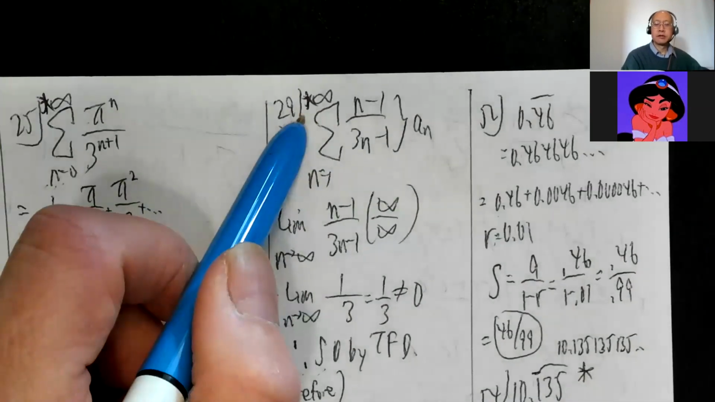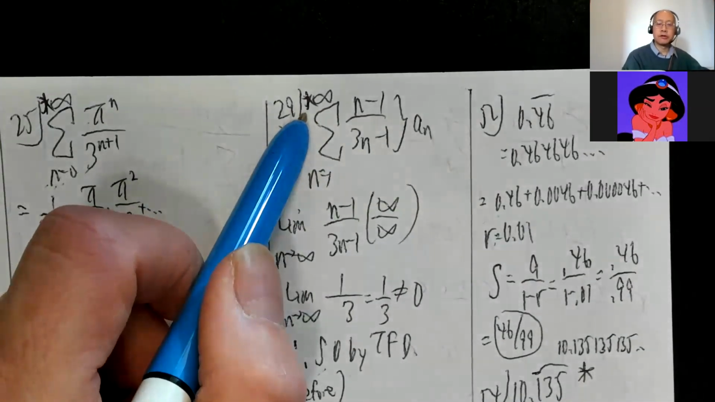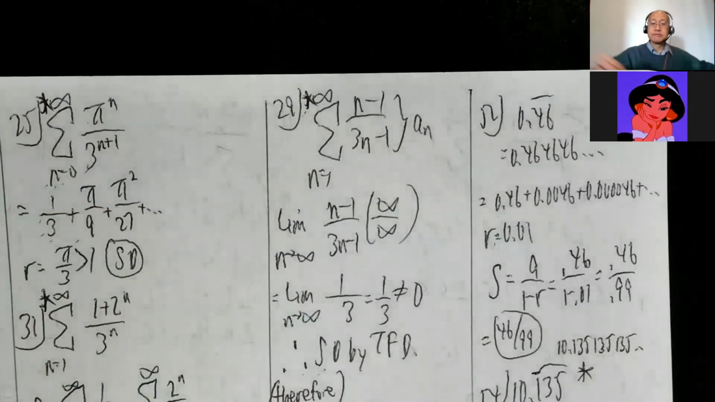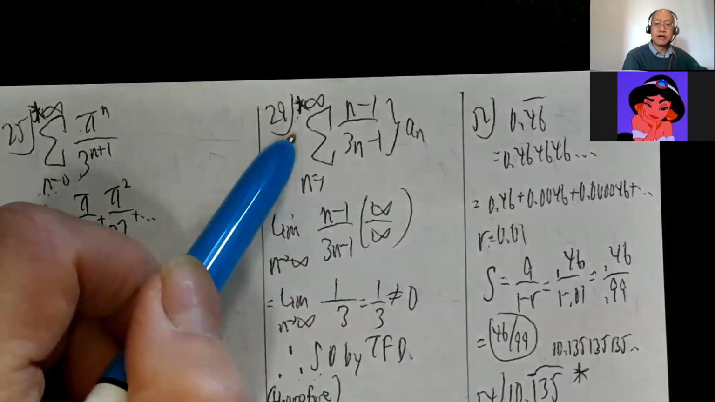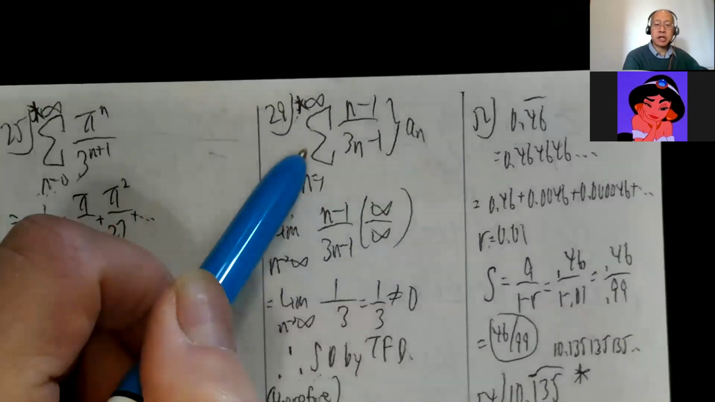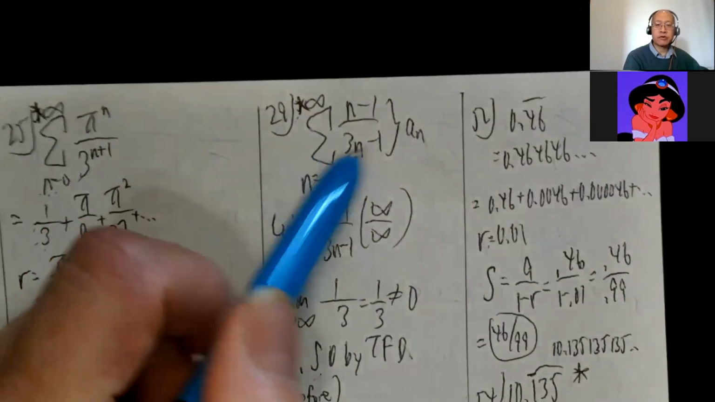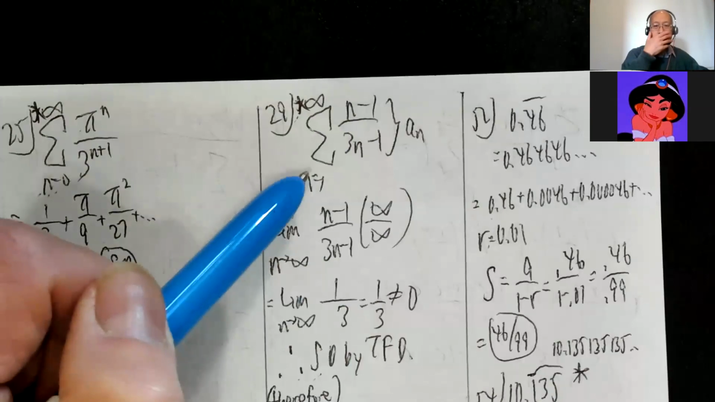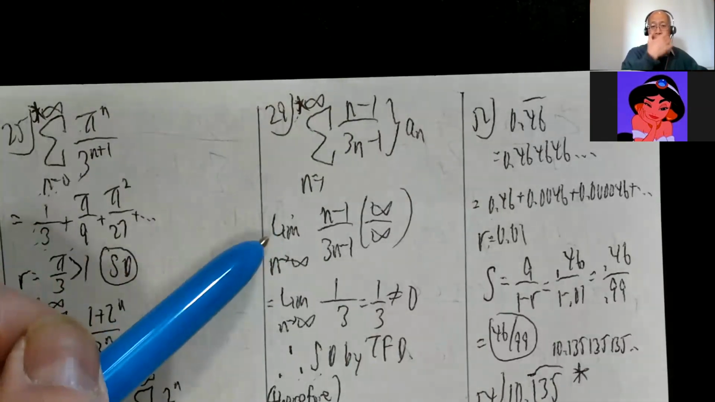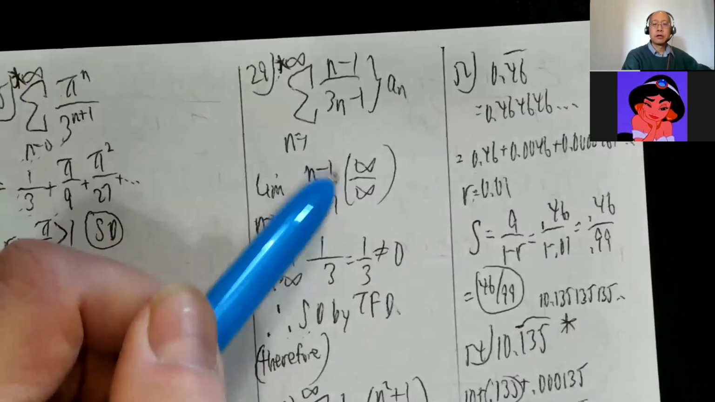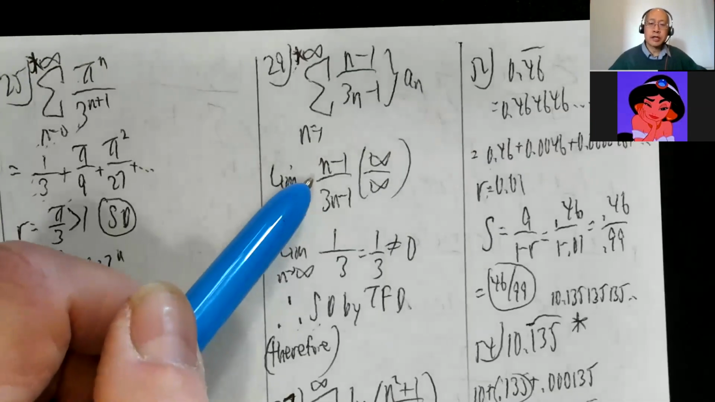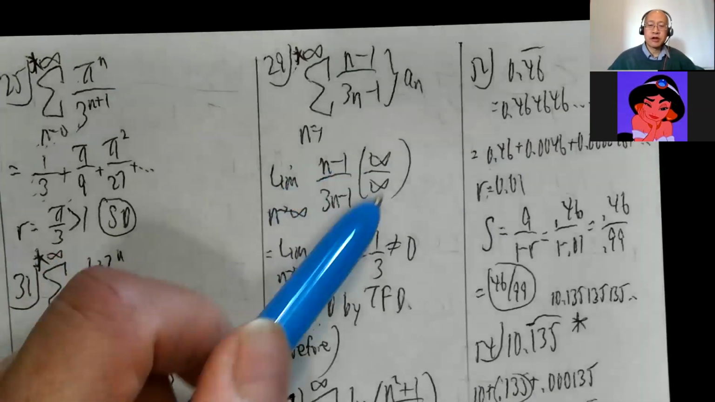And now I'm just doing what other instructors do, give you problems that are not in the homework, but tell you how to do it. Anyway, summation n-1 over 3n-1. This is A sub n. So what is the limit as n approaches infinity? Okay, you could do L'Hopital's rule. This is infinity over infinity.